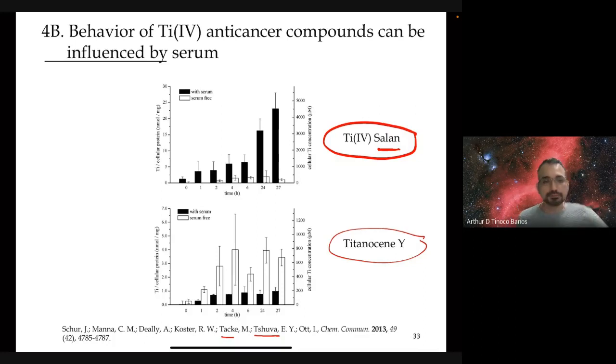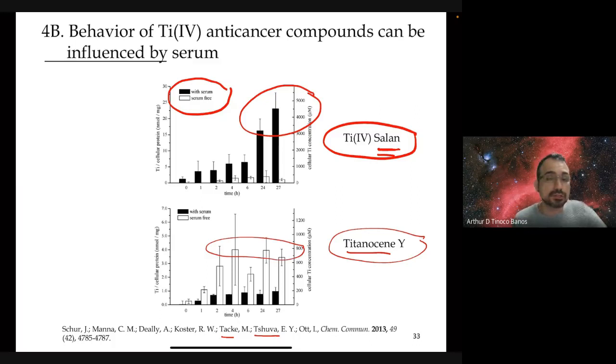What we're observing here is simply titanium uptake in cells in the presence and absence of media containing serum. Why is that important? Well, serum has a number of proteins and anions, as I mentioned previously, that can really impact the speciation of metals. For titanium salen, in the presence of serum, the amount of titanium entering the cellular environment over time increases significantly. The opposite is observed for titanocene Y, where it is the absence of serum that leads to a greater amount of titanium entering the cellular environment.